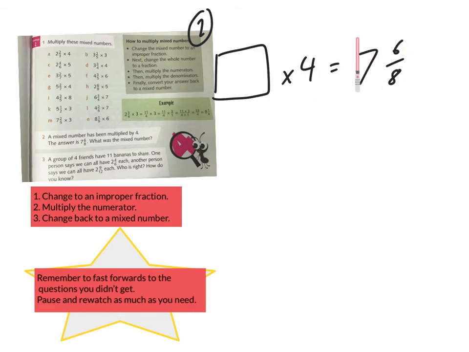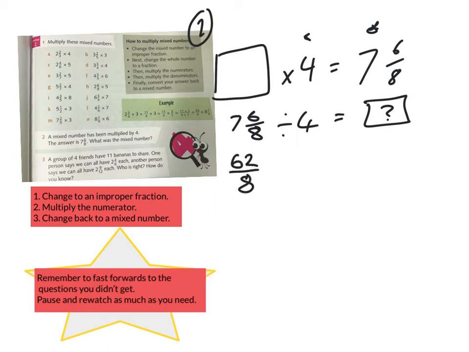So the first thing is obviously that this number is going to be smaller than 7 and 6/8. Step one that I did was convert this mixed number, and it's an inverse operation. I need to divide this number by 4 to get back the answer. So 7 and 6/8 divided by 4, that's going to give me the answer that I want. Step one is to change this into an improper fraction. So 8 times 7 is 56, plus 6 is 62, so it's 62/8 divided by 4 will give me my answer.